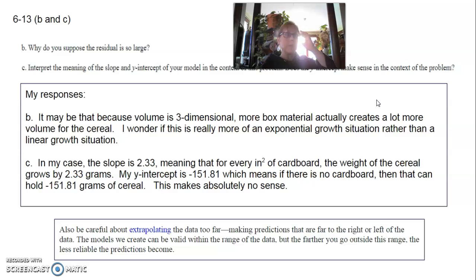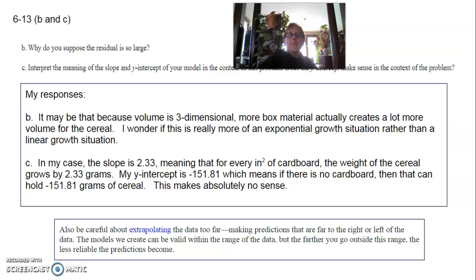Okay, so you can see my responses here, and B is not going to be a surprise. I think it might be an exponential function or an exponential relationship. And that's because we're talking about two different dimensions here. And I think as something in 2 dimensions increases, the 3-dimensional measurement of volume is going to increase even more. So that's going to be probably more of an exponential relationship.